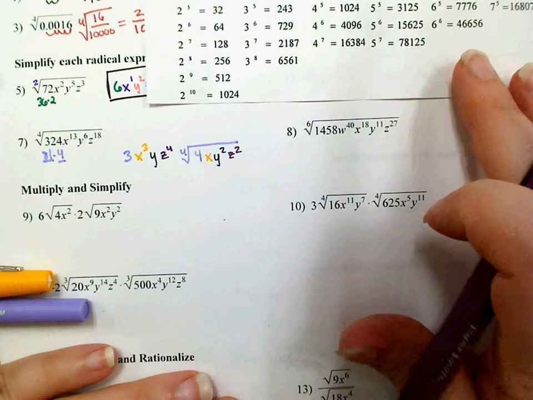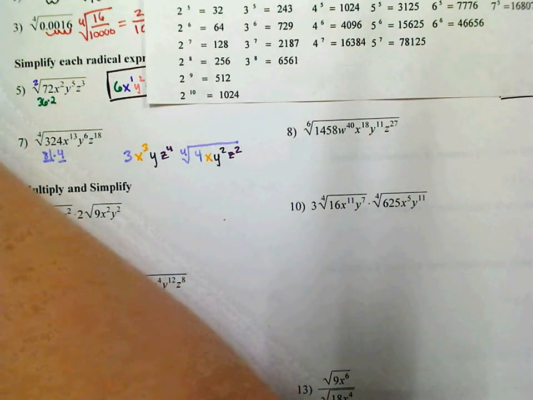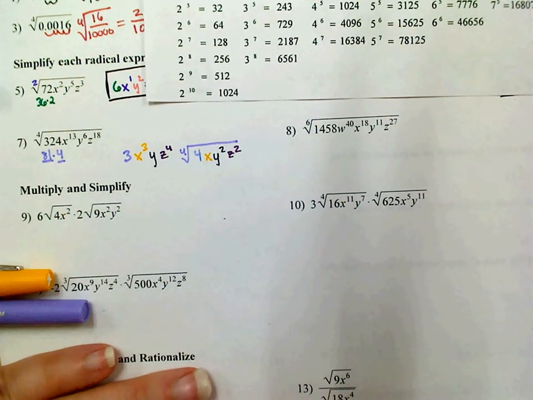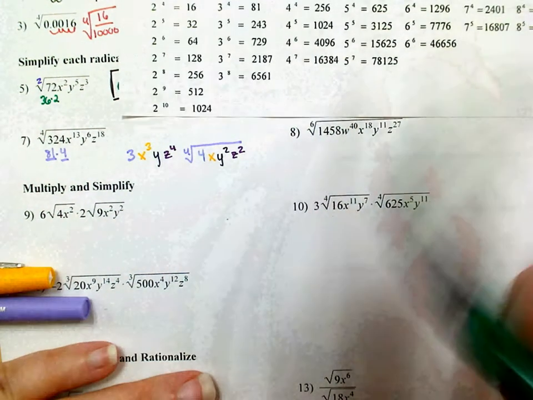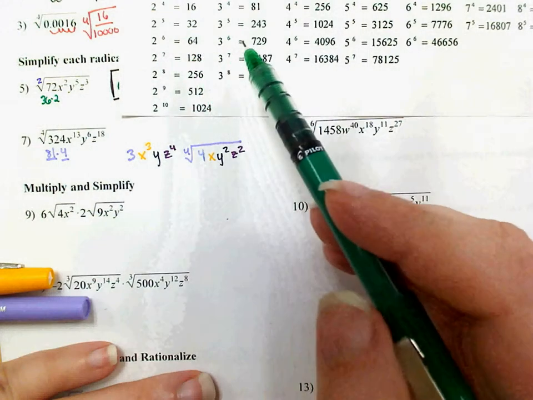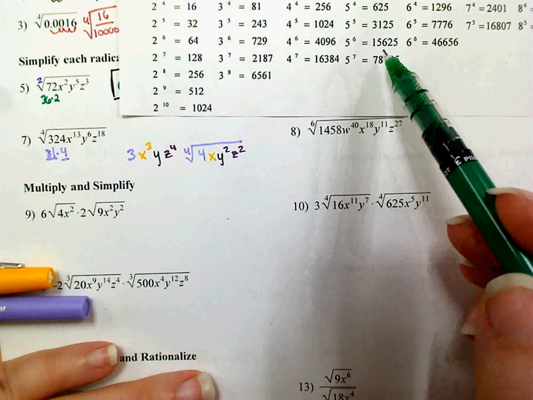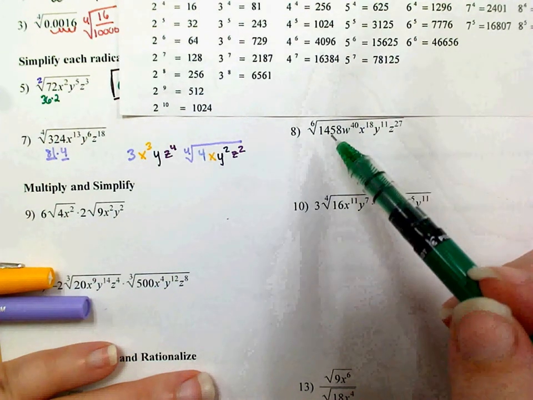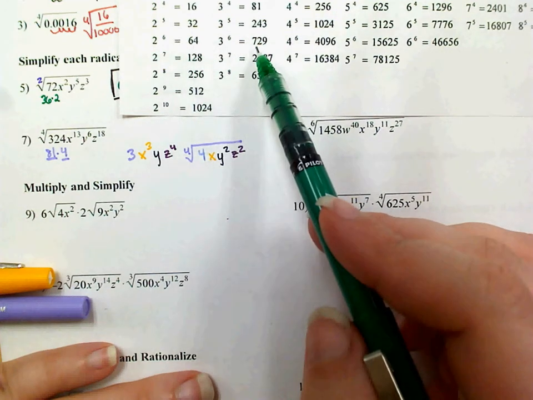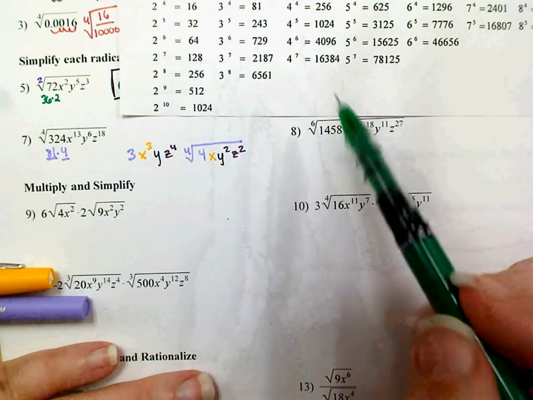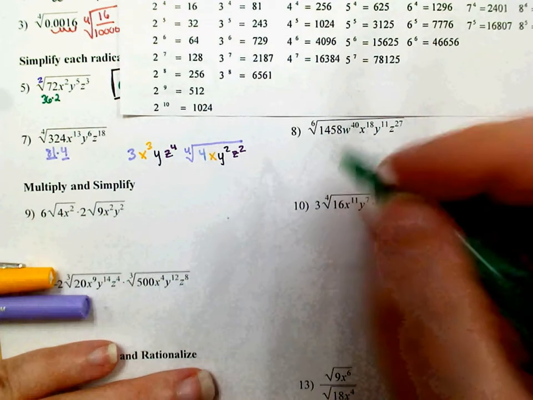Okay. On number 8, I've got the 6th root of 1458. So 1458, if I look at powers of 6, we got 64, 729, 4096, and 15,000. So this is only 1,000, so those are too big. So the only options I have are 64 and 729. I know that 7 times 2 is 14, and 29 times 2 is 58. So that is just 729 times 2.